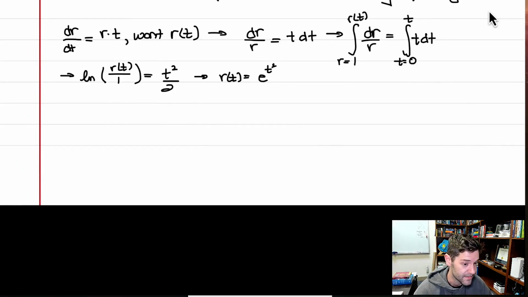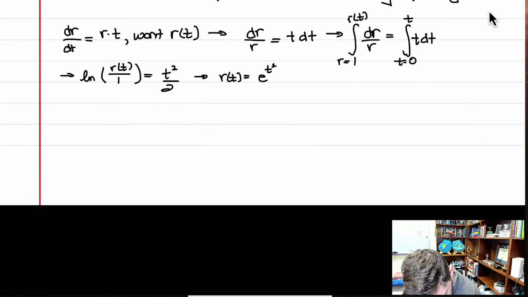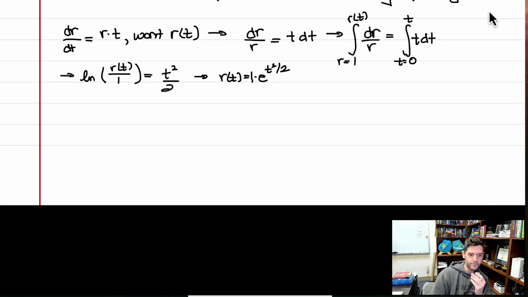r of t is e to the t squared over 2 as a result. Really, it's 1 times that, once I undo the logarithm. And that is my solution to this differential equation, which I was able to do by first separating it and integrating each side based on its own independent variable.